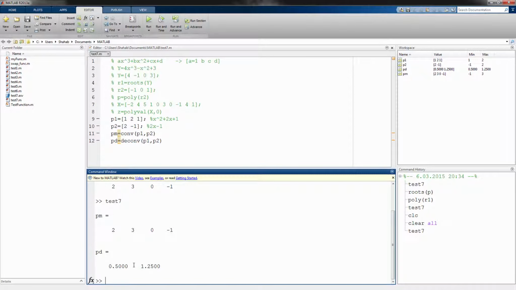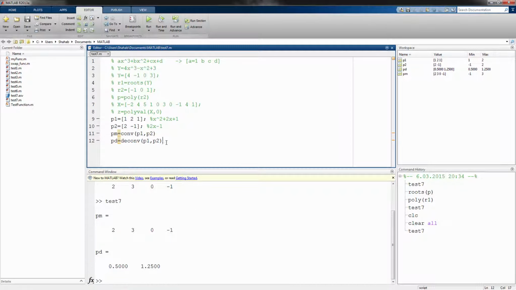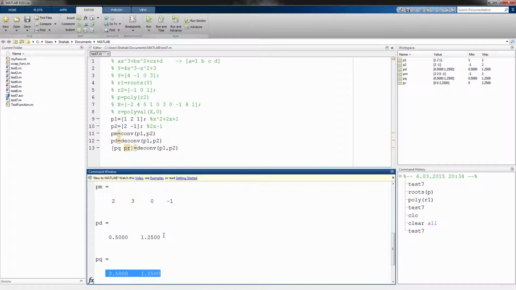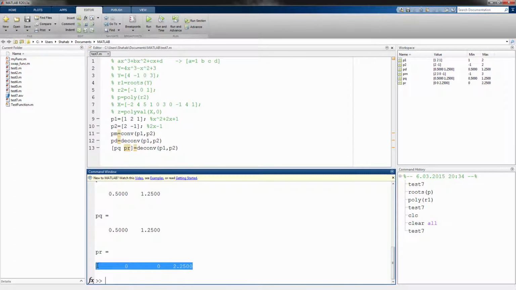Now when we have division, we always want to know what the quotient is and what the remainder of this division is. In order to do that, we can always write it in this form. I define PQ and also PR to show the remainder, and deconv the P1 and P2. If I do it, as we can see, the PQ, the quotient, is as we had with the previous command, and the remainder of the division is what we see here.